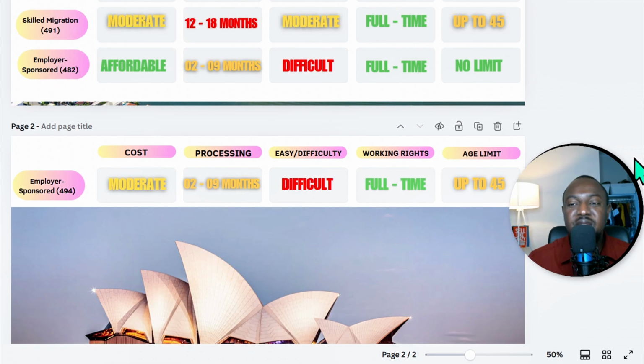Most will say, what is the difference between 494 and 482? They are mostly similar. 482 allow you to work anywhere in Australia. 494, you have to stick to a regional area. And the advantage of a 494 to 482 is with 494, once you work for the employer for up to 3 years, you'll be able to transition to visa subclass 191, which is a permanent residency visa.